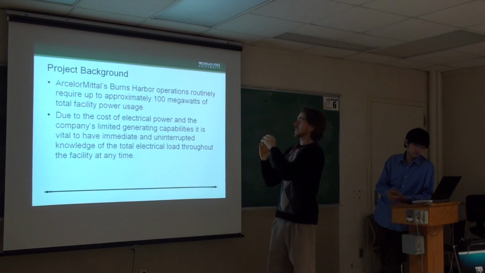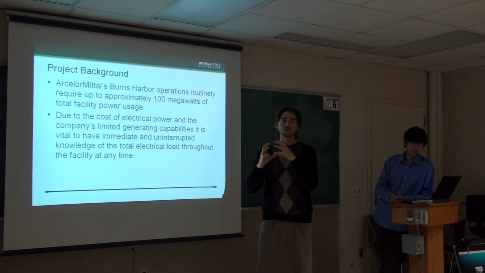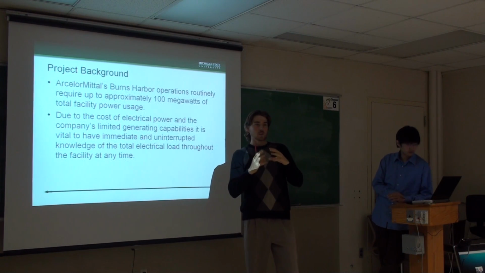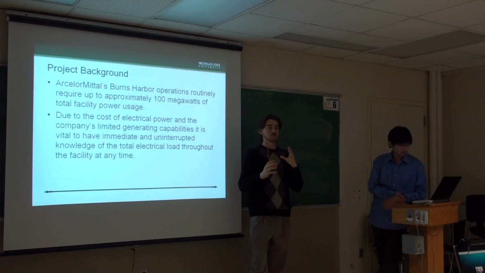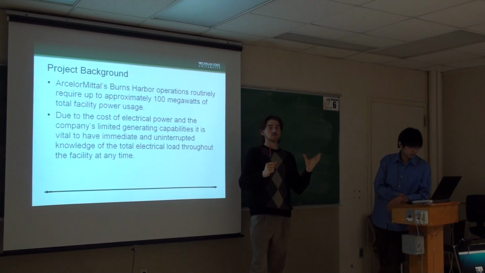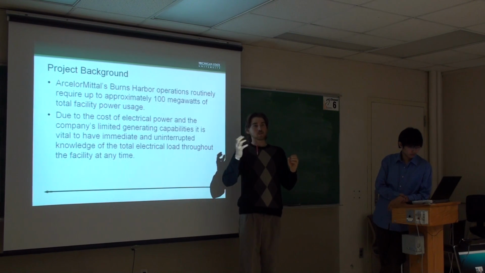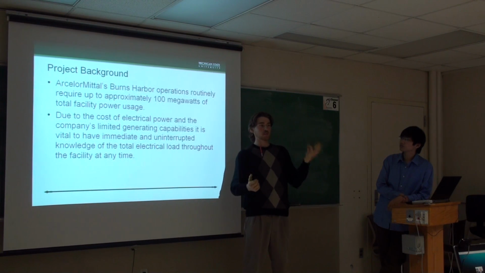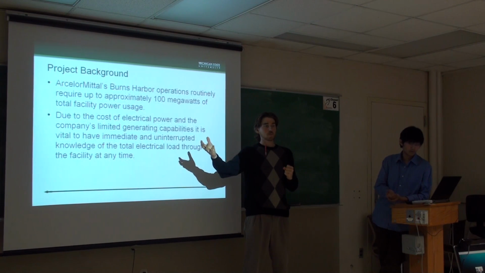In this entire facility, there can be a peak power usage of approximately 100 megawatts at any time. ArcelorMittal has the ability to generate about 2/3 of the peak power, but they also have to buy about 1/3 of that peak power from a utility. So they have a generating station in their facility, and they also have to buy part of it from a utility.